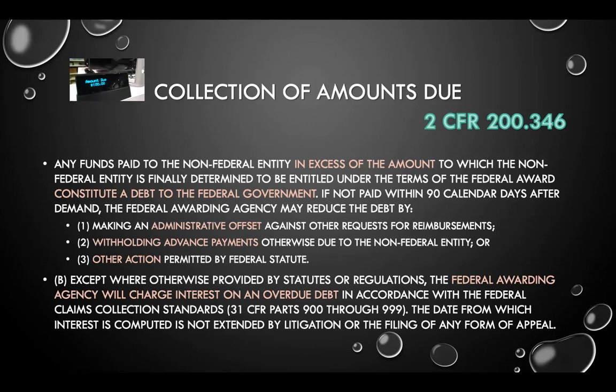The federal awarding agency will charge interest on an overdue debt in accordance with the federal claims collection standards, as described in 31 CFR Parts 900 through 999. The date from which interest is computed is not extended by litigation or filing of any form or appeal.